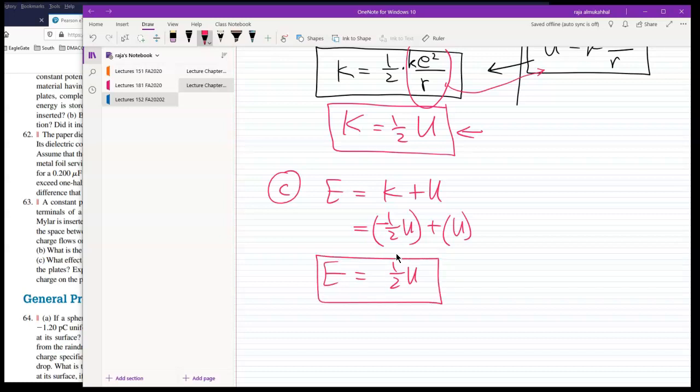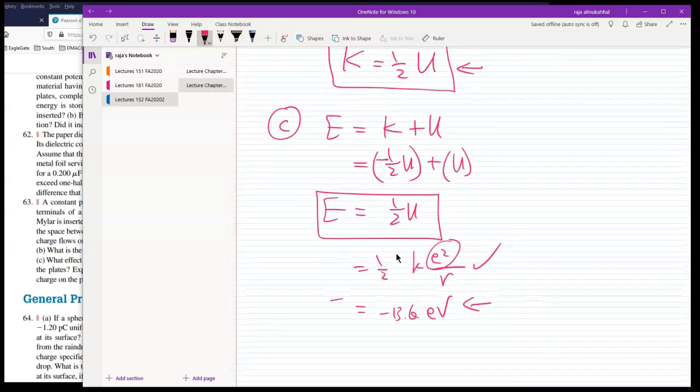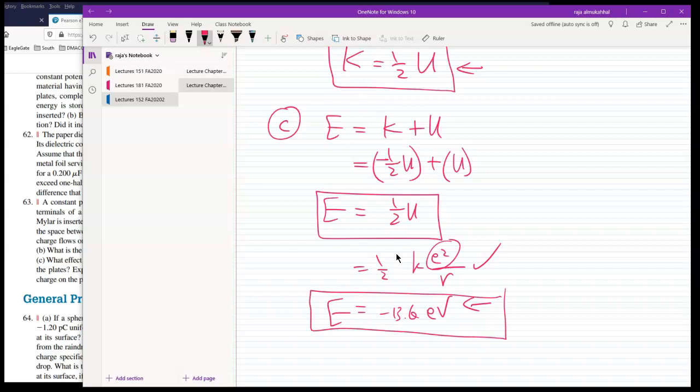And then he said calculate it. Well, it's just half, and then U would be what? k e squared over R, and then you just plug in the numbers, and you should be able to get that. You see what I'm saying? And don't forget that of the charges, one is negative, one is positive, so your answer should be negative. I'll give you a hint. It's going to be negative 13.6 electron volts. I'm not sure what the final answer is in Mastering, but if you calculate that, it should be this number in electron volts.